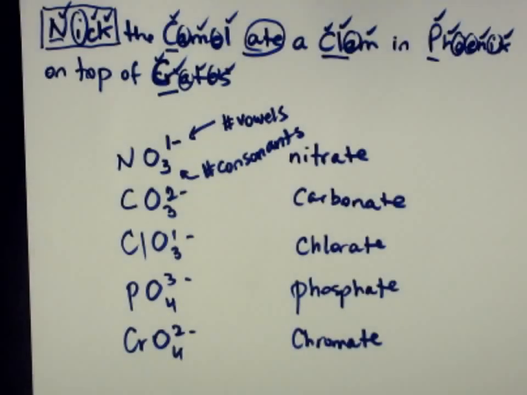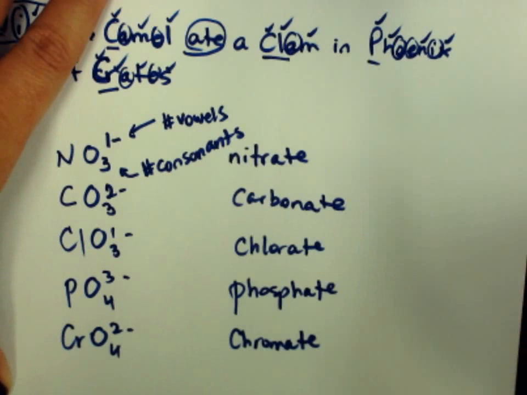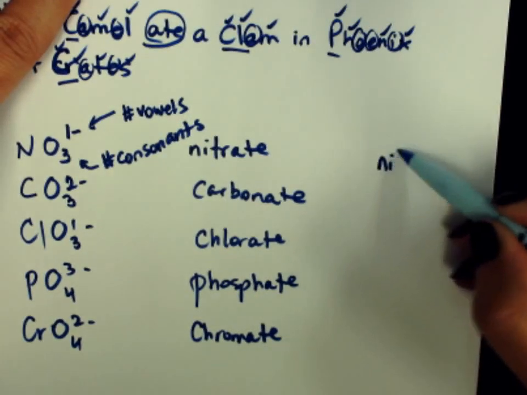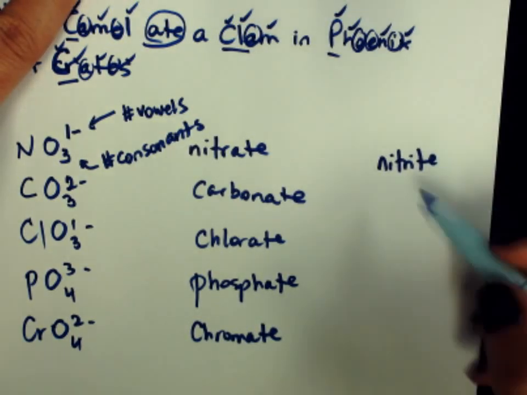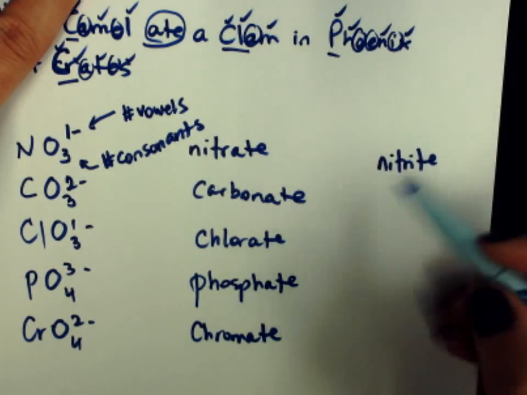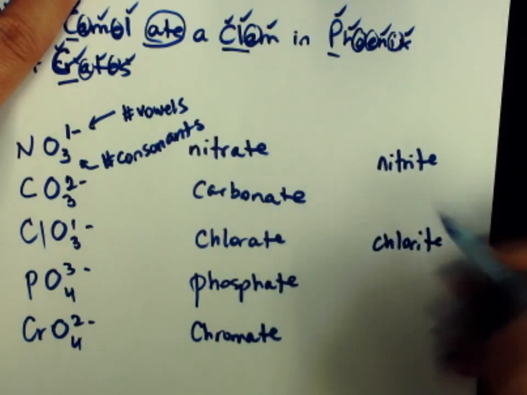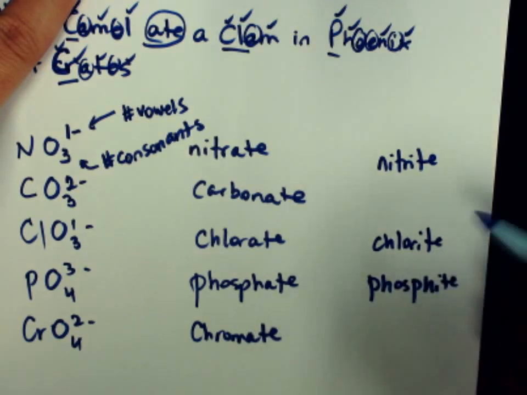All right, so we'll get a couple more polyatomic ions out of this. We could probably get the formula out of nitrite. There's no such thing as carbonite, except for, of course, in Star Wars movies. There is chlorite. There is phosphite. And there's no such thing as chromite.